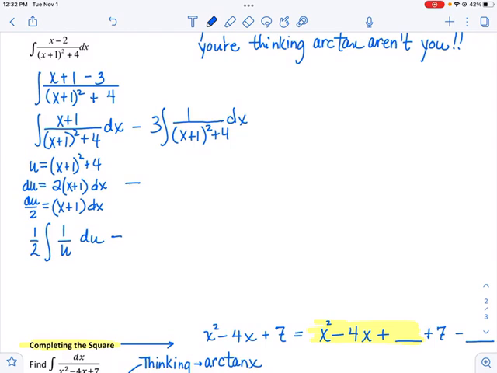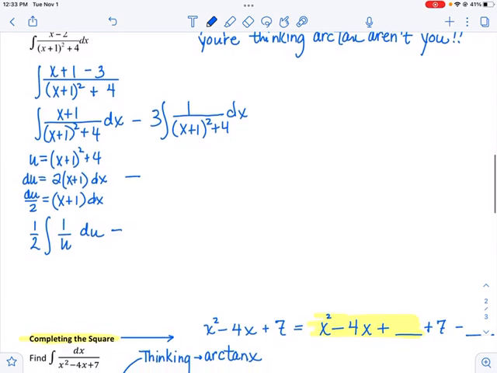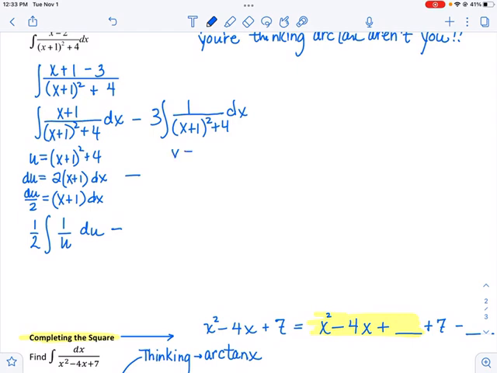So we know the other one already has the arctangent form. If I look at the denominator, let's use a v. v is equal to x plus 1, and a is equal to 2, and dv is equal to dx. So then I can just say this is minus 3 times the integral of dv over v squared plus a squared. So I'm all set up there as well.